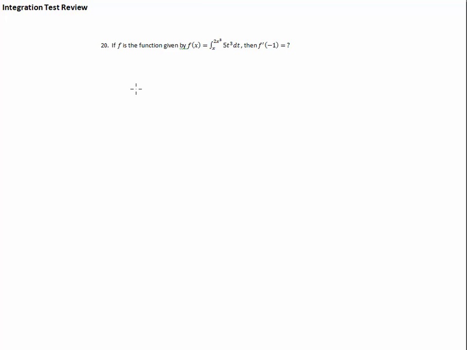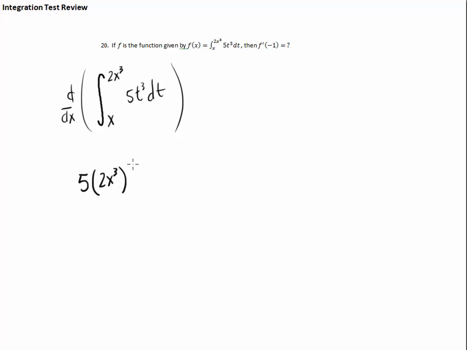All right, let's see. If f is the function given by this equation right here, then the derivative of that at -1 is equal to what? So we're taking the derivative of an integral. So we're going to use the second fundamental theorem of calculus. So this is the integral from x to 2x cubed of 5t cubed dt. If we're taking the derivative of this, the shortcut is plug the bound in. 2x cubed to the third power, and then times the derivative of the bound, so that's 6x squared, minus, do the same thing at the bottom, 5x cubed times the derivative of the bound, which is just 1.